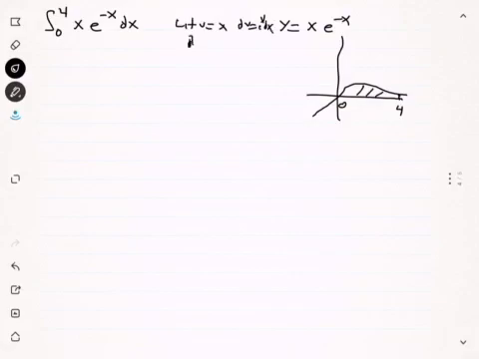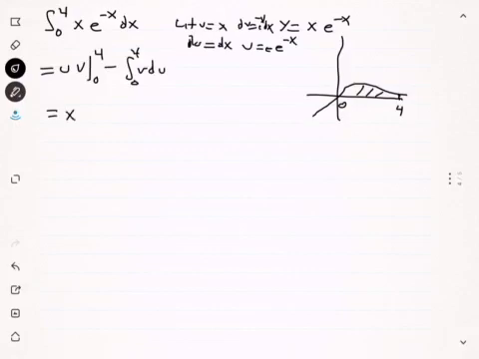Then you have to find du, which in this case is dx, and then v, which is the integral of e to the minus x, so it is going to be minus e to the minus x. Then this time you're going to have uv with the limits from 0 to 4, minus the integral of v du from 0 to 4. That's the only new thing. You have limits. So u is x, and v is negative e to the minus x, and this goes from 0 to 4.